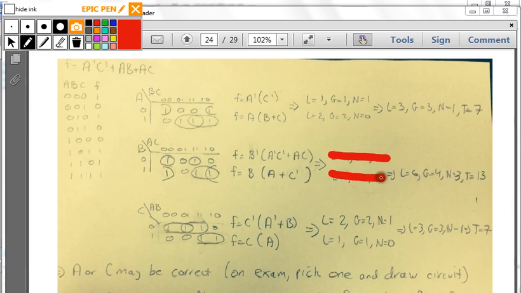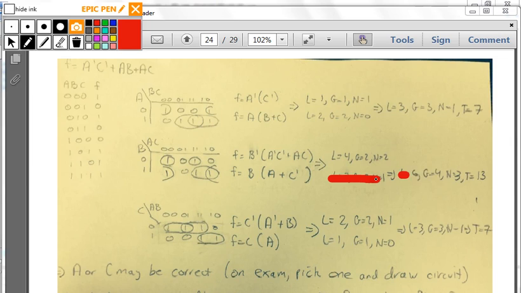What's our literal cost? 4. What's our gate cost? 2. And what's our inverter cost? 2. So we have 4, 2, and 2. So that's 4. So that becomes 8, right? And so you got the first one correct. Very good.